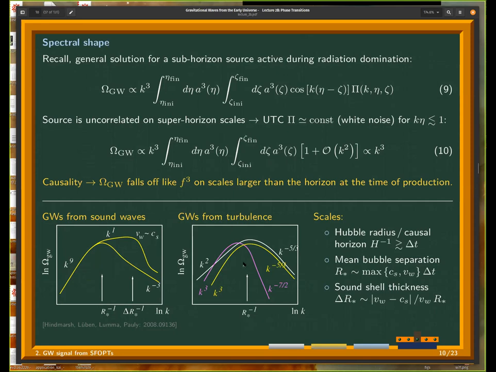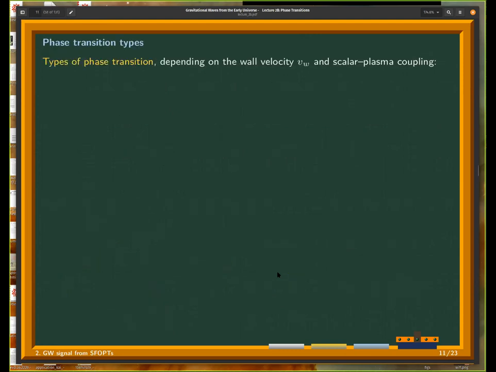And then for turbulence, the situation is even more uncertain. So here you see different predictions for the shape of the spectrum, depending on different modeling assumptions. So you might have this k to the third power behavior at low frequencies, or even k squared. So there's still a lot of uncertainty in the description of this signal, and more progress is certainly required in the future. All right, so this is everything I wanted to say about the peak amplitude, the peak frequency, and the rough shape of the spectrum. Now let's talk about different types of phase transitions.